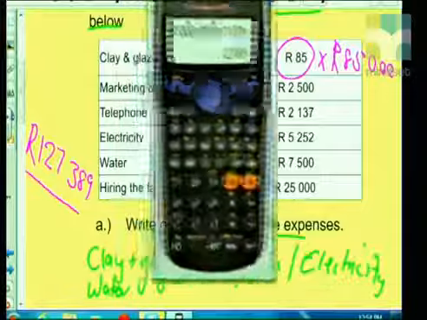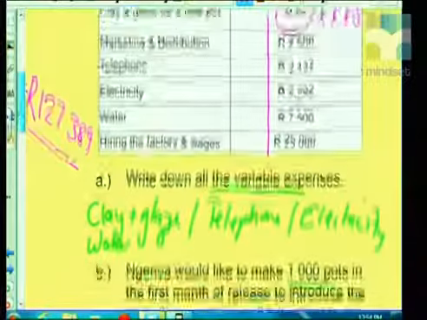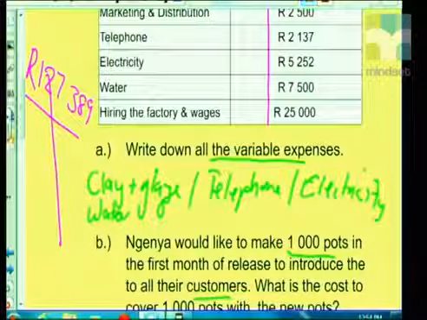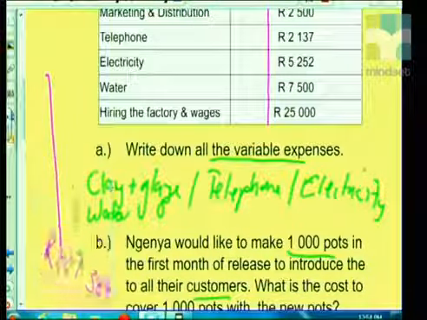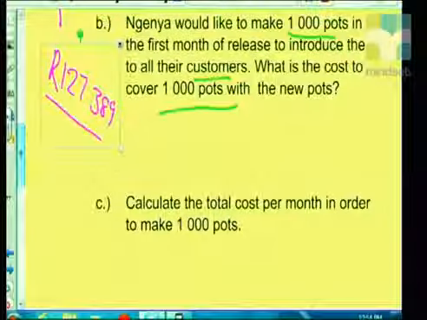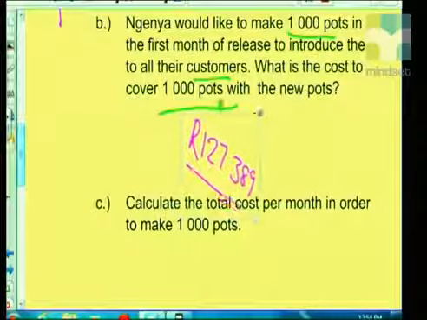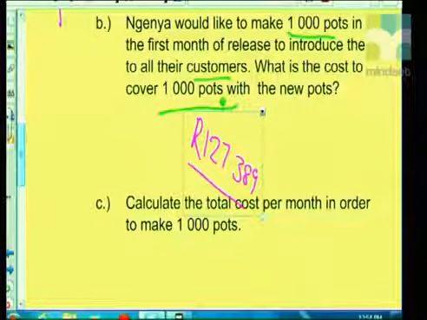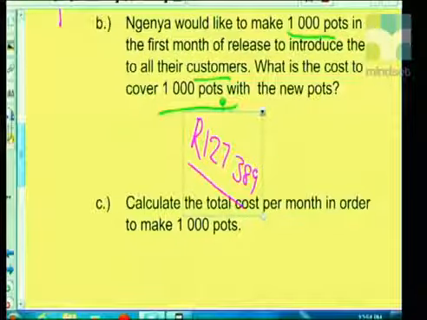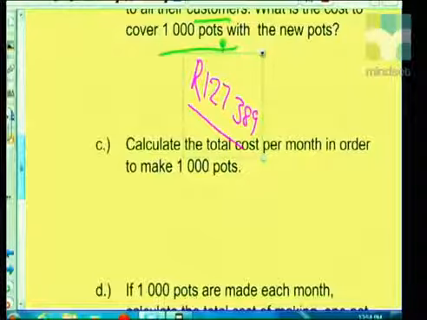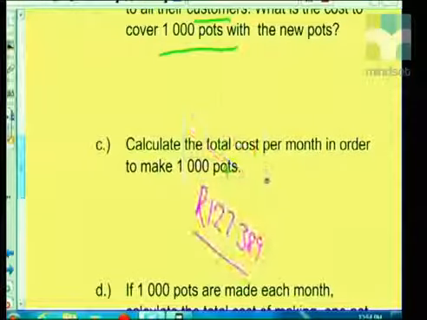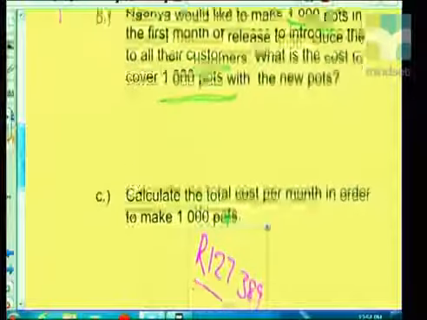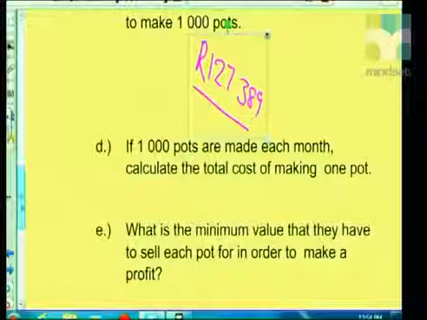So we've got the answer to that. We're going to use that figure in a minute. Let's just make sure that we can take that, put it to where we want the answer. There it is. What is the cost for 1,000 pots? There we are. So we would like to make 1,000. What is the cost? Calculate the total cost to make 1,000 pots. That's what we've done. The total cost. And we are going on to the next one.